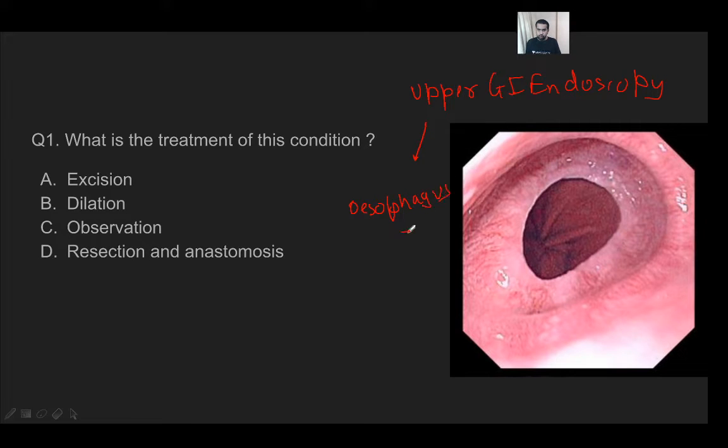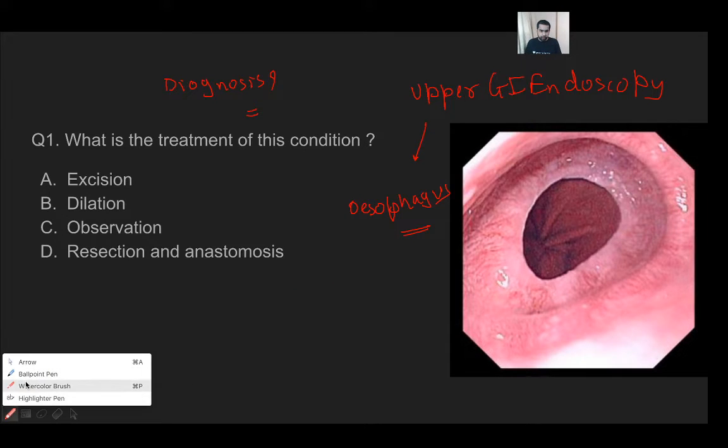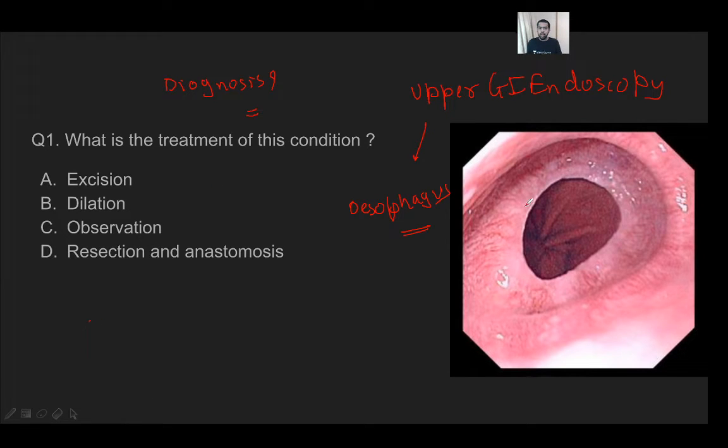So guys, I'll talk about the answer to this question. Can you please tell me what the diagnosis is? What do you think is the diagnosis in this particular patient? Yes, it is a ring. It is an esophageal ring. You have an esophageal ring present, and the answer to this question is in fact dilation. So yes, it is an esophageal ring, Schatzki's ring, and the answer is dilation.